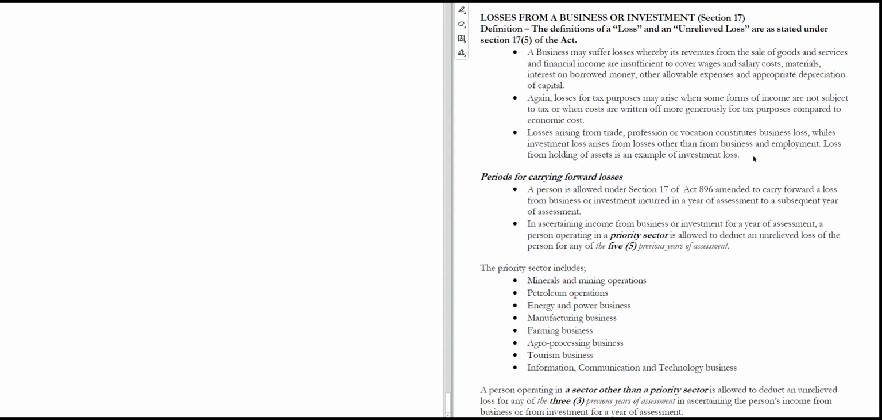And when we talk about the priority sector, there are some businesses considered in the priority sector: minerals and mining operations, petroleum businesses, energy and power business, manufacturing, farming, agro-processing, tourism, and ICT. If you find yourself in any of these industries, you tend to be in the priority sector of government, right? That means government prioritizes these businesses because they are cash cows to him. So they give them a lot of incentives so that people can venture more into those areas.